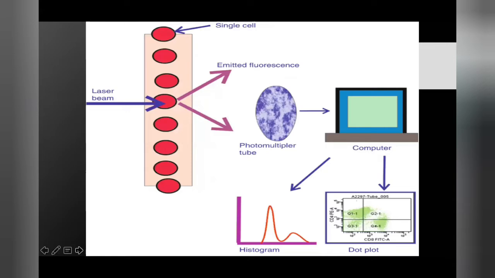Next, please. This diagram shows the same thing: the laser beam strikes the cell, it scatters the light, and it also emits light of certain fluorescence. This is detected and amplified by a photomultiplier tube and goes to the computer, which generates signals mainly in the form of graphs. The two most common graphs used here are the histogram, or frequency distribution graph, and the dot plot. The dot plot is a 2-parameter histogram, with one parameter on the x-axis and the other on the y-axis.